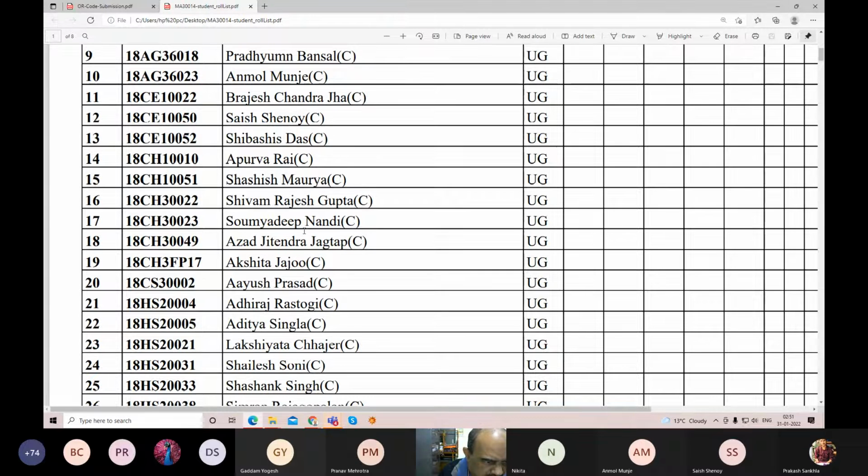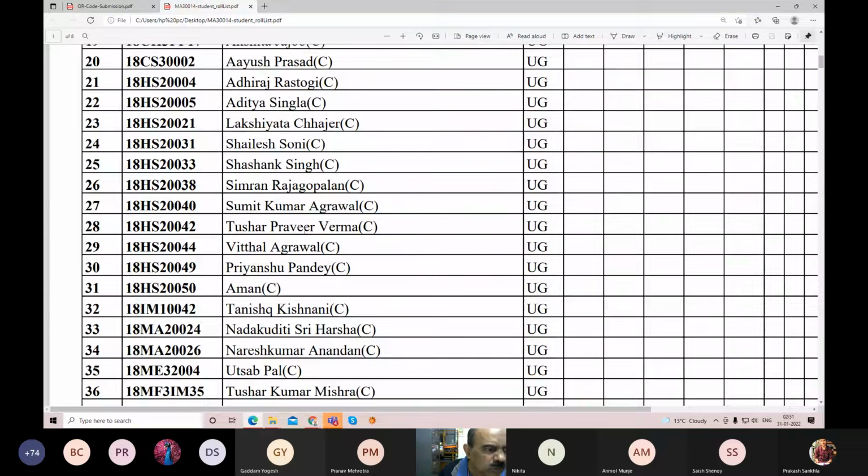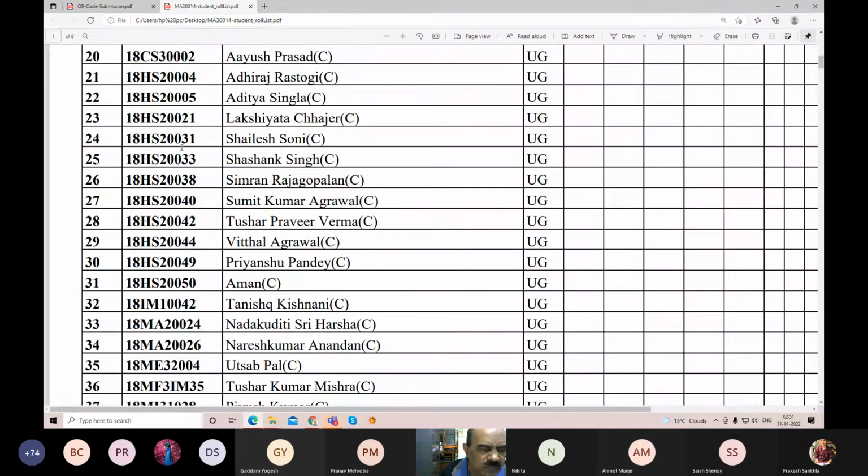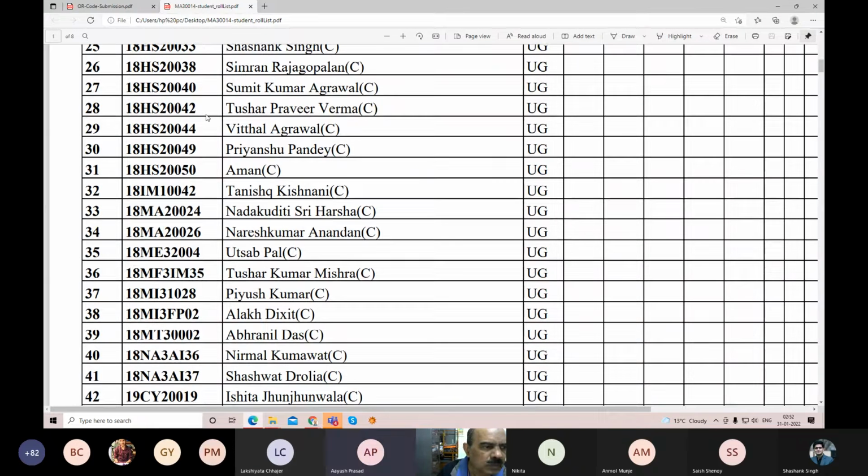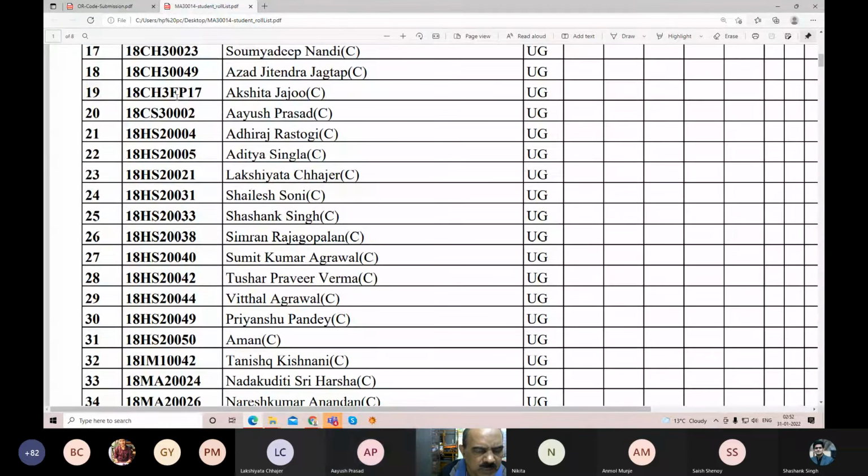Then 21 onward: Adhiraj Rastogi, Aditya Singla, Lakshmi Chajar, Shailesh Soni, Shashank Singh. Who is there? Sir, Shashank Singh present. Okay, you are present. 25, you are the group leader. Thank you. 23 also present. Your name? Okay, 23 is present. 20 is also present, sir. Okay, 20 is also present.